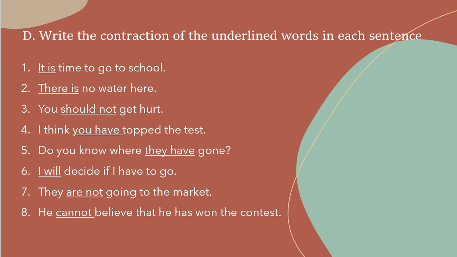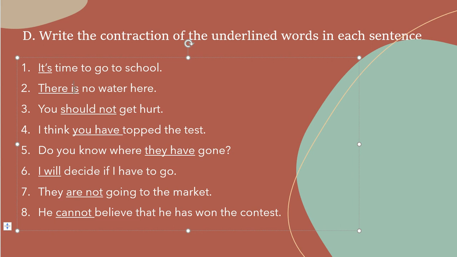Okay. Coming on to number D. Write the contraction of the underlined words in each sentence. Okay. So, what is the contraction of it is? Humne kya sikha hai? Is ka first remove karna apostrophe dena. I have removed I, put an apostrophe. So, it's time to go to school. There is no water here.